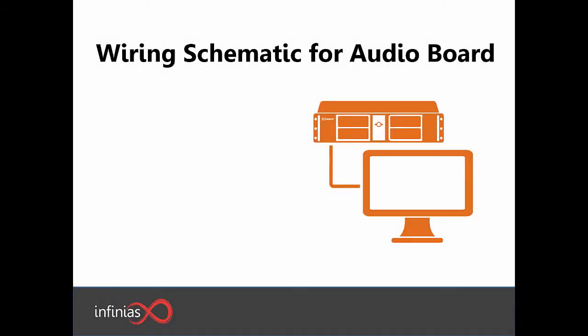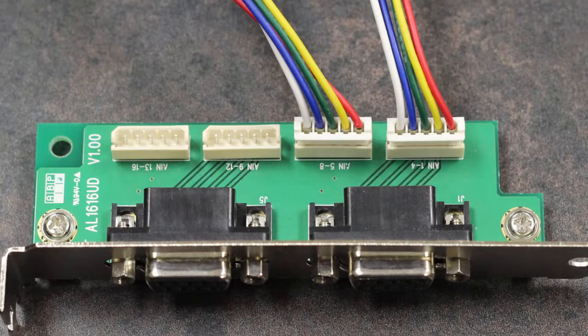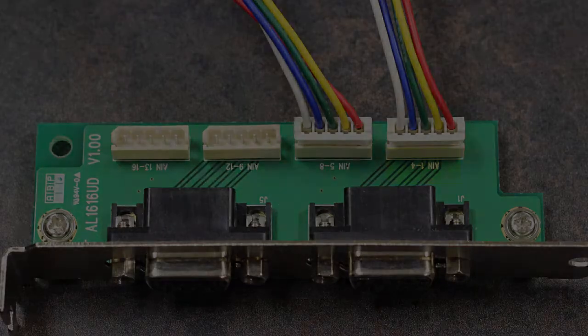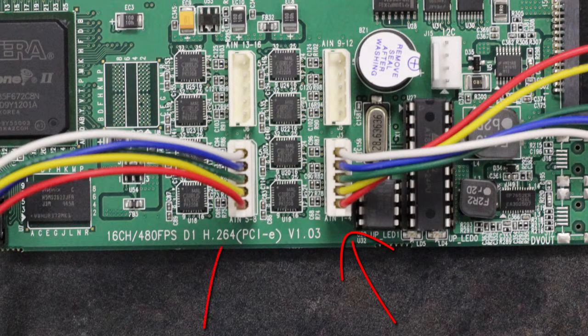Okay, so now we're going to talk about how to wire up the audio board and the I/O board. Although your audio and I/O boards are pre-wired when you order them, we will walk you through how to properly wire everything for troubleshooting purposes. The audio board manages inputs in banks of 4 channels, starting with 1 through 4 at the bottom of the card. This will wire to the associated connector of the capture card.